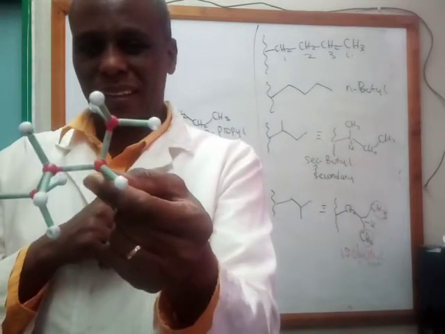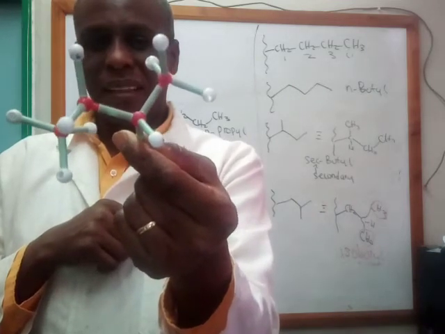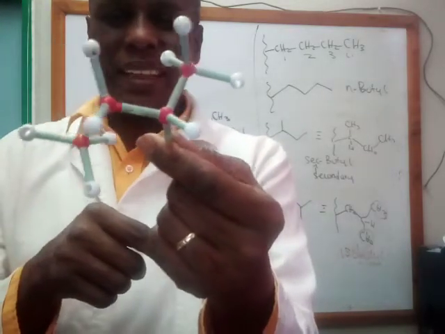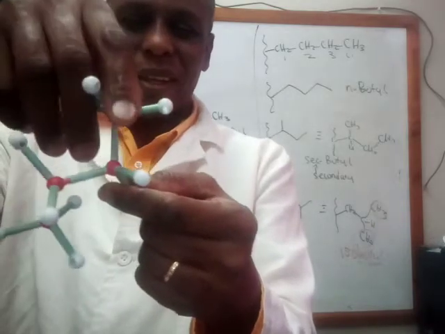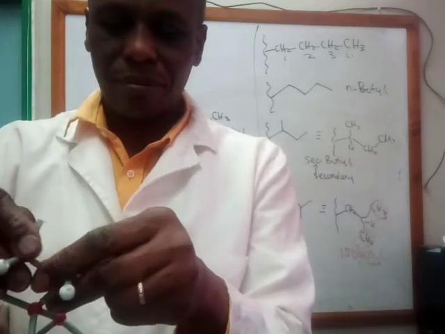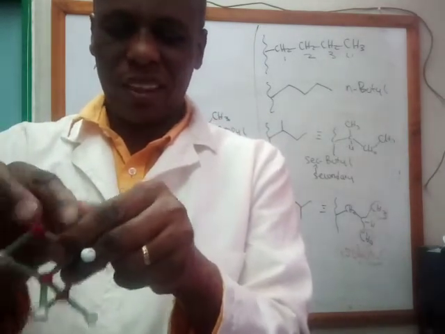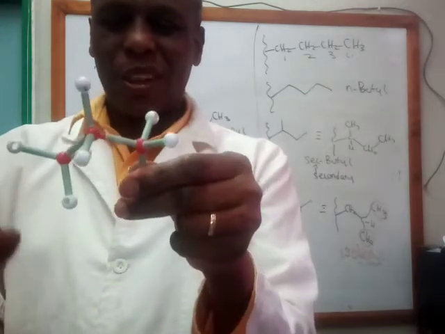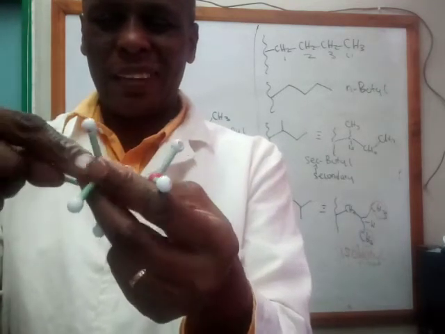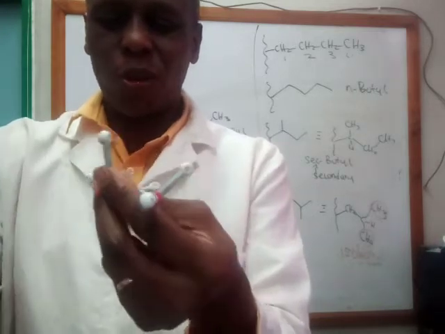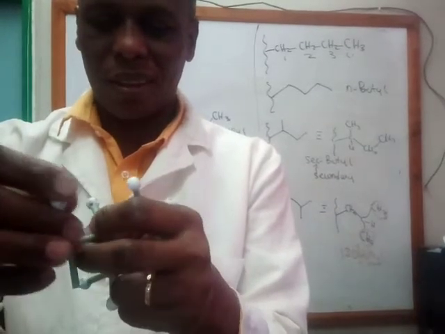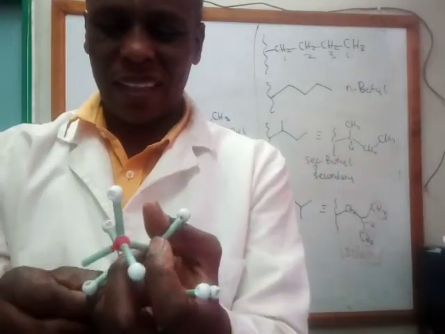Secondary butyl. So what I want to do is maintain this and show you the next isomer. I want to change the structure by putting my hydrogen here back, and then, as you remember, the carbon at the end, if it has one hydrogen and is joined to two methyl groups like this one. Okay, let me put it there. I'm just showing you the other isomer.